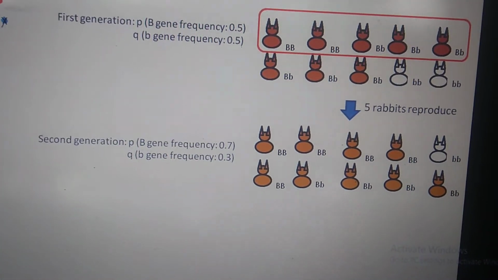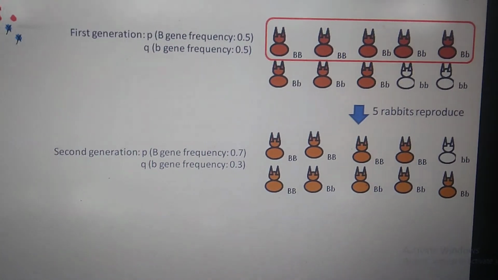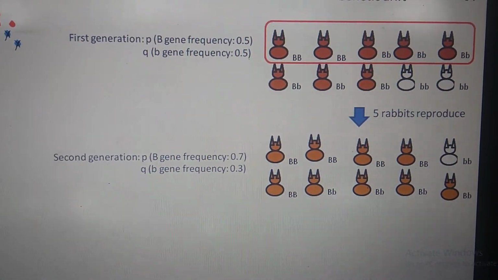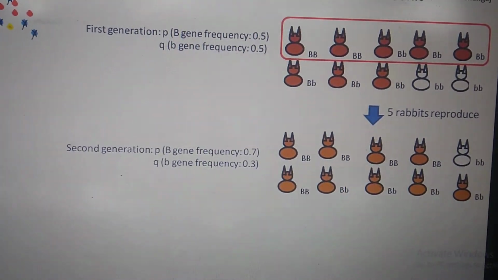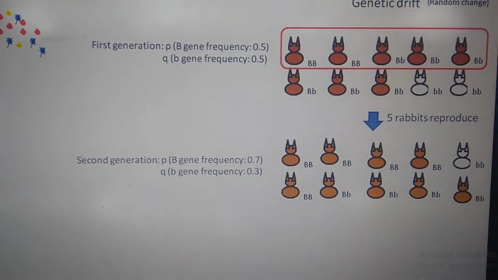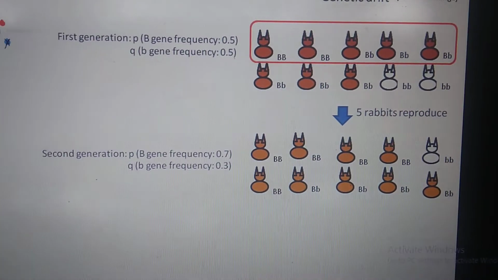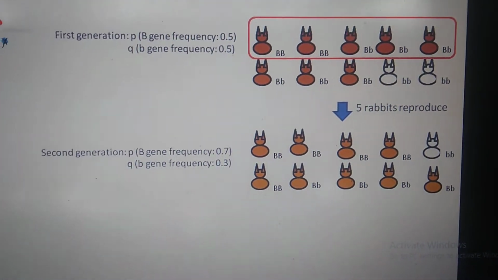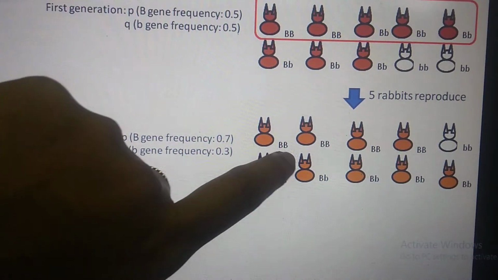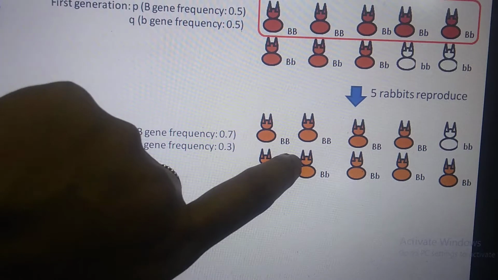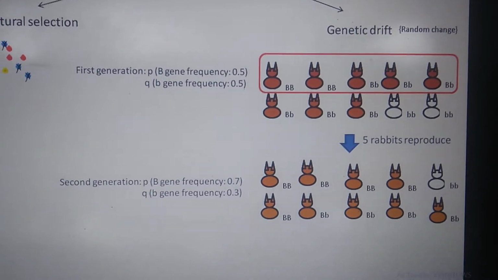Natural selection is not acting here, right? Both alleles are equally advantageous to the rabbit, so there is no natural selection. Randomly 5 rabbits were able to survive, others died, or for some reason they did not reproduce. Only the first 5 reproduced, and they produced the second generation. And here we can see that it is a sudden random change that the capital B allele frequency increases while the small b allele frequency decreases.